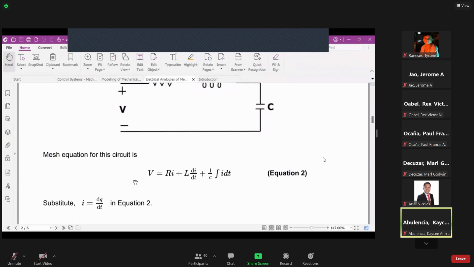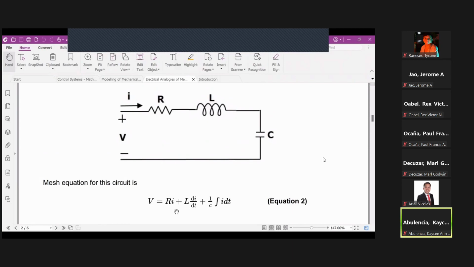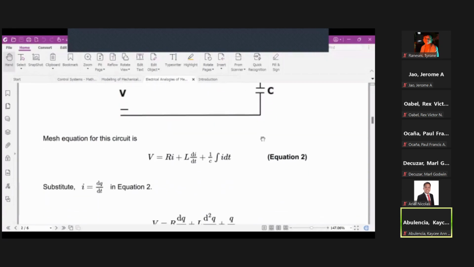So writing in mesh equation, the total voltage V is equal to the summation of all the voltage drops, katulad nung na-discuss natin during our first discussion. In terms of the differential equation of this system, we can write that the voltage drop across the resistor is Ri, plus L di all over dt, plus 1 all over C integral of i dt. So this will be your mesh equation for this electrical circuit.